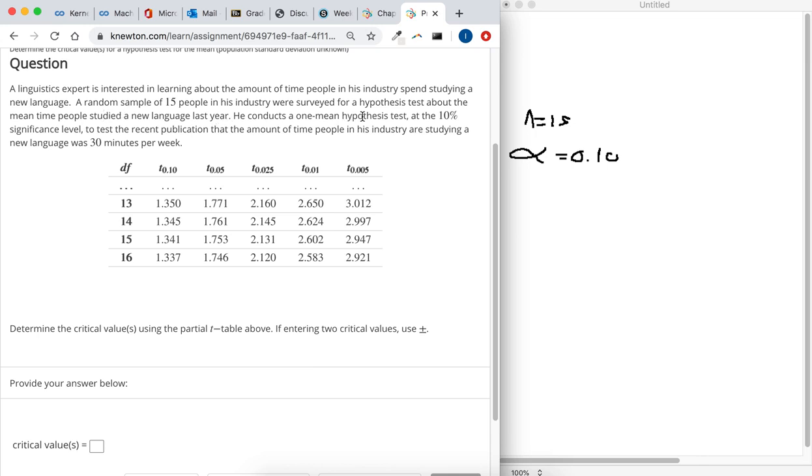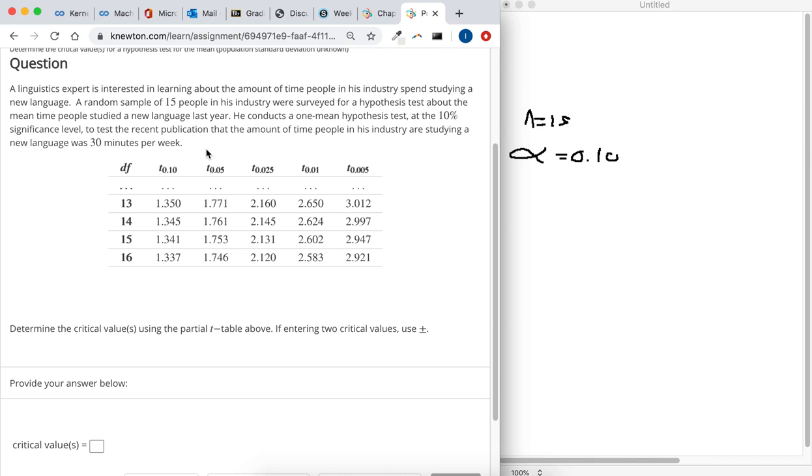Random sample, hypothesis about the mean new language per year. Nothing is said about greater than, less than, or different, anything to tell us whether it's left or right or two-tailed. He conducts a one mean hypothesis test to test the recent publication that the amount of time people in his industry are studying a new language was 30 minutes per week. None of this indicates a one-tailed test, so I think we have to assume it's two-tailed.